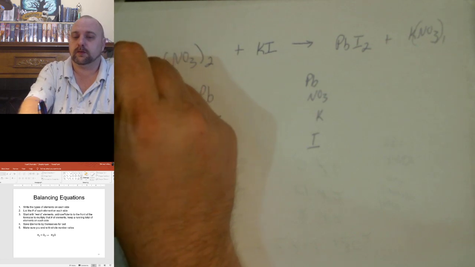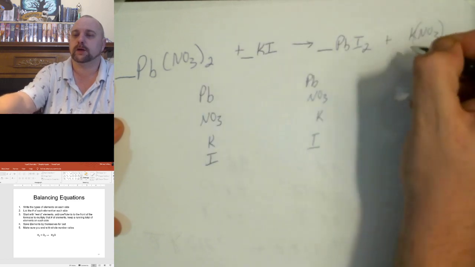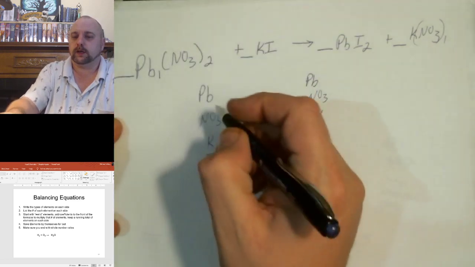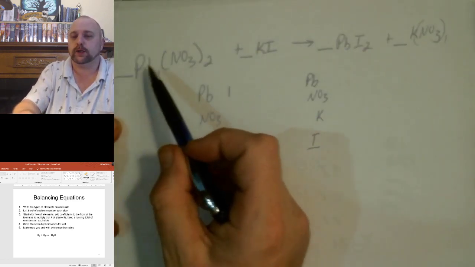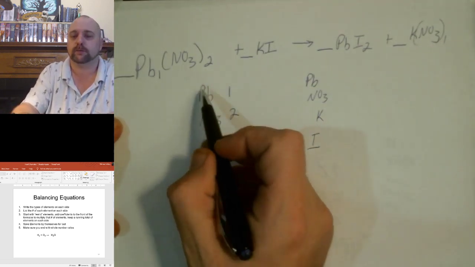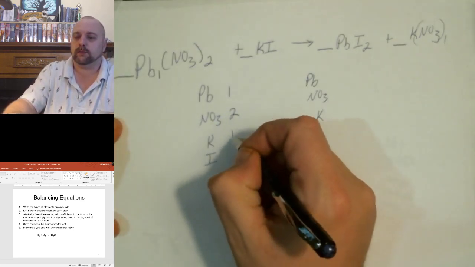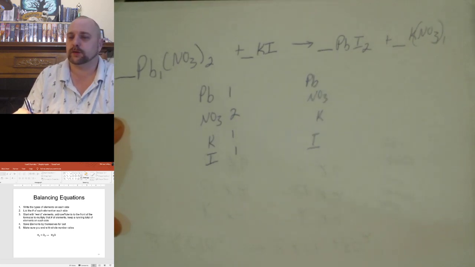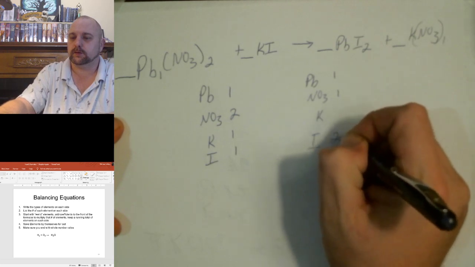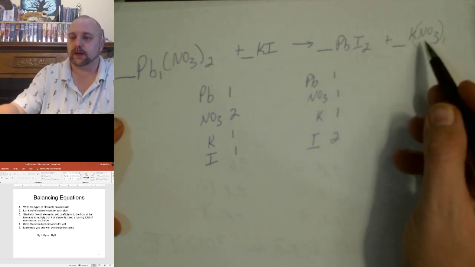So coefficients, I've got 1 before the first, 1 after the arrow, 1 after each plus. 1 times 1 lead gives me 1 of those. 1 times 2 gives me 2 nitrates. You'll notice this 3 is part of the piece. I keep it as part of the piece. 1 potassium, 1 iodine. 1 times 1 for each of those. 1, 1, 1, 2. Easy enough. This actually then becomes quite easy.